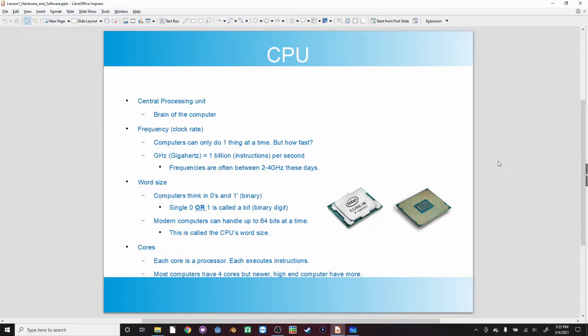Frequencies are often between 2 to 4 gigahertz these days, but this is not necessarily the best way of describing a CPU's speed, because the cache size, which is a small chunk of memory dedicated and built into the CPU, could be important as well. How many layers there are, how big it is, how fast it is, and how many cores are inside of it plays a role as well.